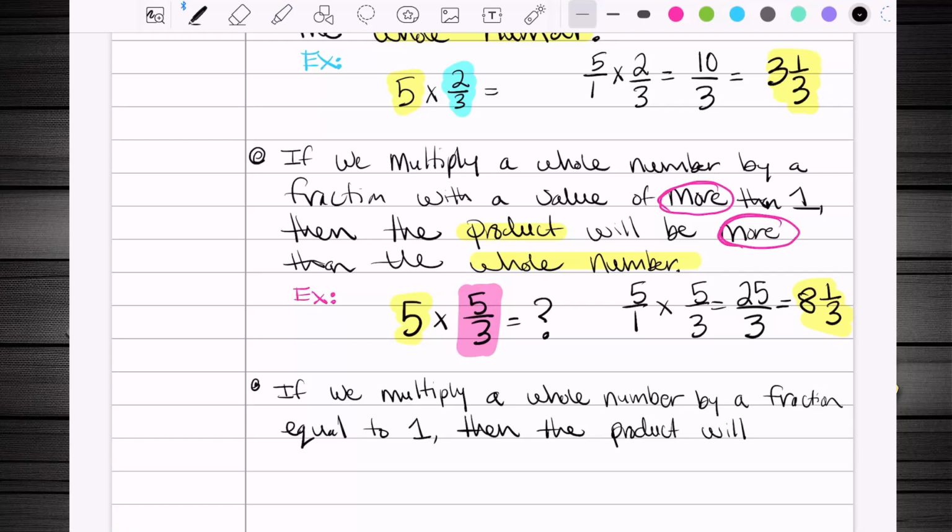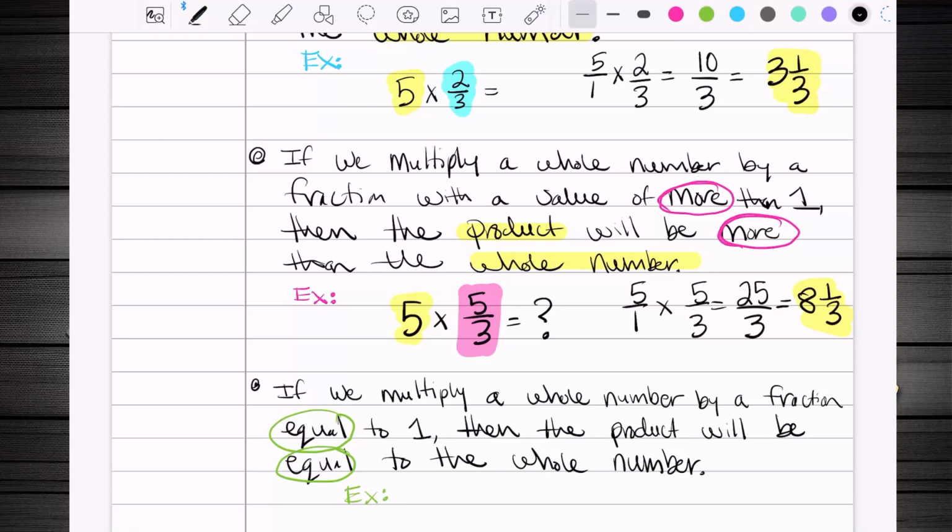If we multiply a whole number by a fraction equal to 1, then the product will be equal to the whole number. So I'm going to circle the words equal with green, and then we'll look at an example. It's going to get a little squishy here at the bottom of the page.